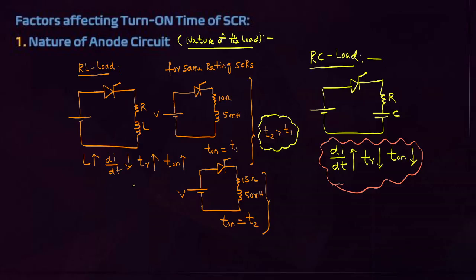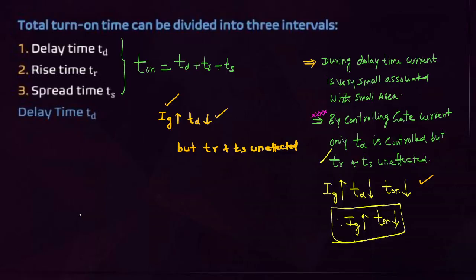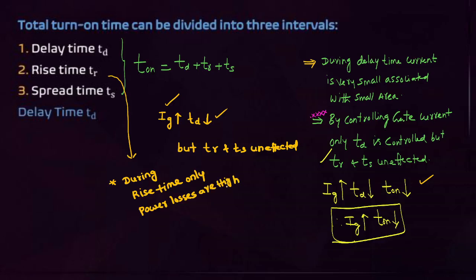Next, what are the observations from rise time? Very important point that you have to concentrate on. During rise time only, the power losses are high. This is one point to remember: high power losses. And one more observation: during rise time, during TR, not TRR, during TR, dI by dt is high.